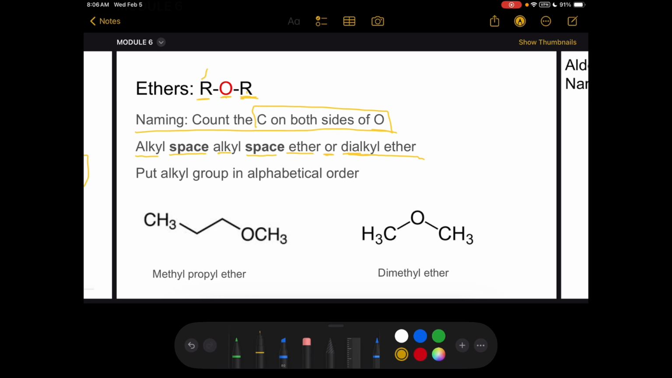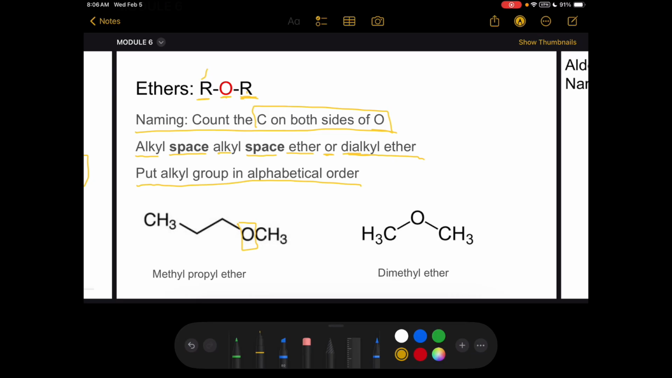Let's do an example. Again, this is always the same thing: put alkyl groups in alphabetical order. If there's ethyl and methyl, you have to put the ethyl first and then the methyl. Let's look at this. I'm going to locate my O first, and count the carbons on both sides. On this side, there's only one carbon.